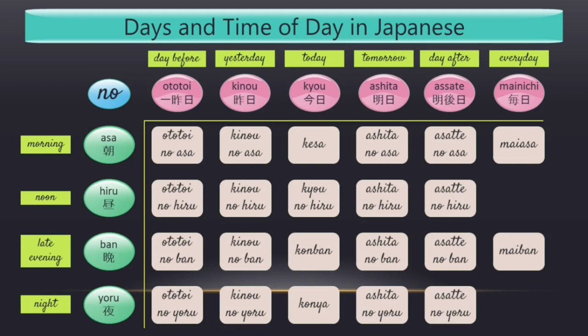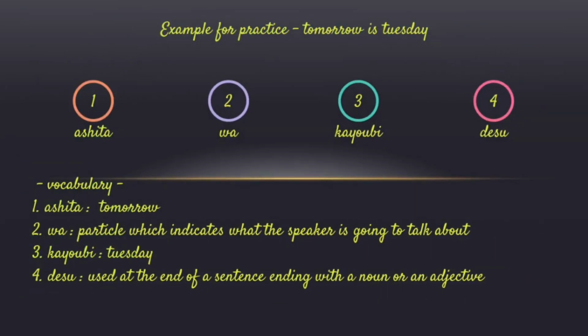If you are doing something repeatedly every day or every morning or every night, and if you want to express it in Japanese, then these words will be helpful. Okay? Next, let me take a few examples for practice. I assume you are all familiar with the days of the week in Japanese. How do we say tomorrow is Tuesday? Tomorrow is ashita and Tuesday is kayobi. So in Japanese they will say ashita wa kayobi desu.